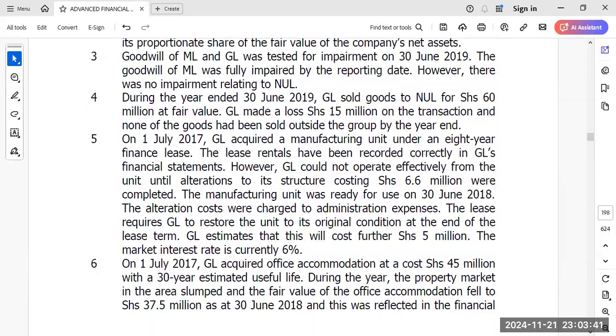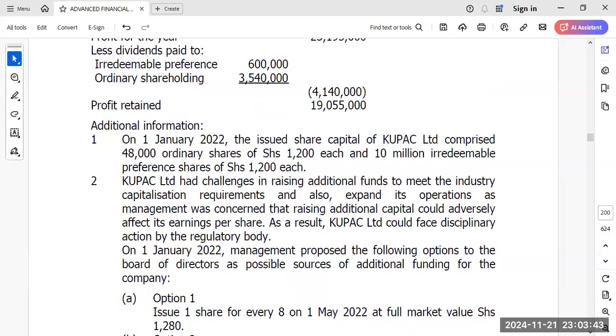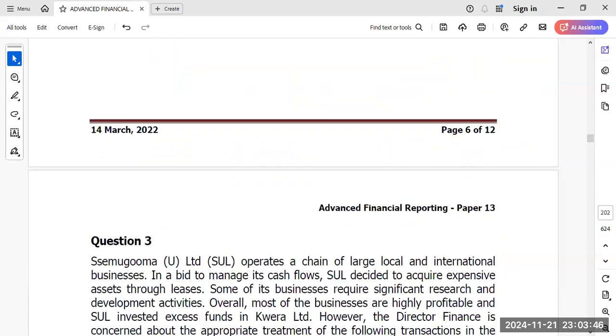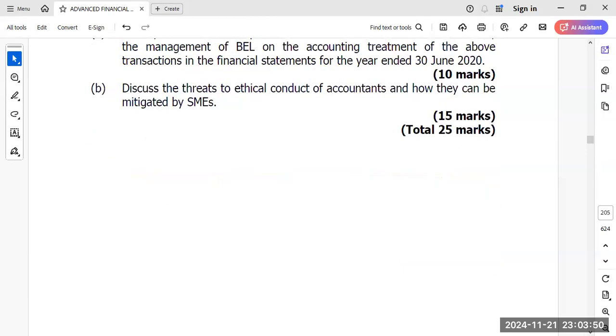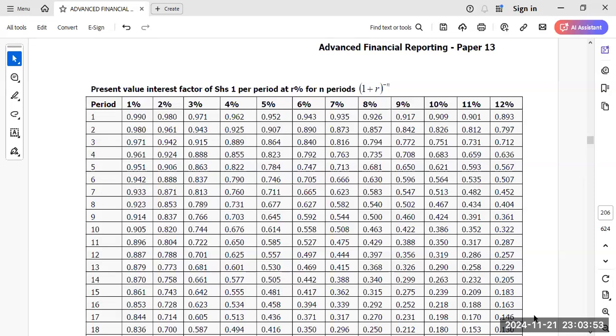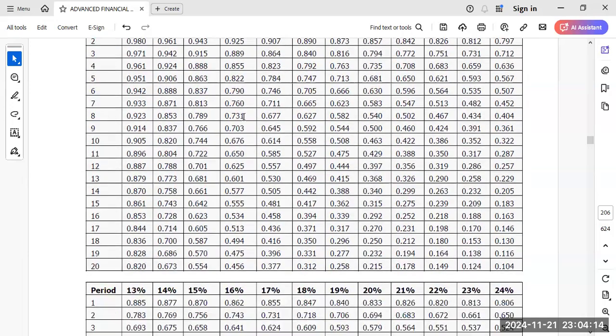So we are handling the table: what is the rate? Here you have present value. When you see this part, 1 plus r power negative n, this is for a single factor. We are looking at only 1 year. When you're looking at only 1 year, use this table.